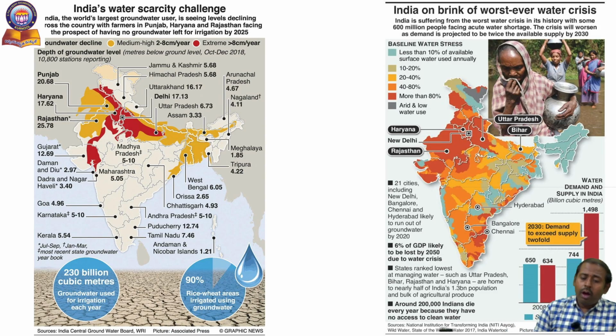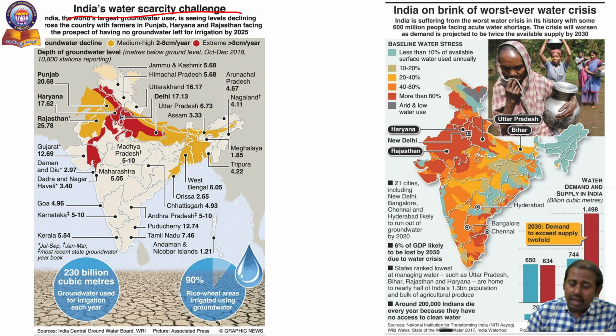Now, India's water scarcity challenges. What challenges are we facing in India about water scarcity? India is the world's largest groundwater user. We have already discussed in the first slide that surface water is nullified in the present situation. Almost for every purpose we are depending on groundwater only, for construction, for drinking, for agriculture, for every type of purpose.